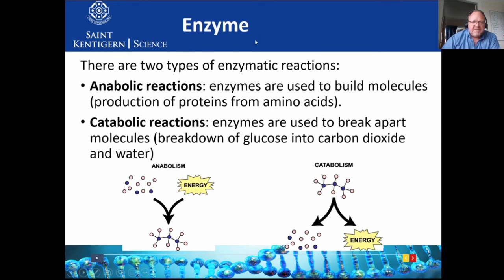So there are two types of enzyme reactions. The one is anabolic. Think Anna Banana, anabolic, she likes to build things, and it needs energy. And then we have catabolic. The cat likes to rip apart your couch in the living room, and that releases energy. So catabolism is breaking down, anabolism is putting together. Those are the two reactions that enzymes will work on.